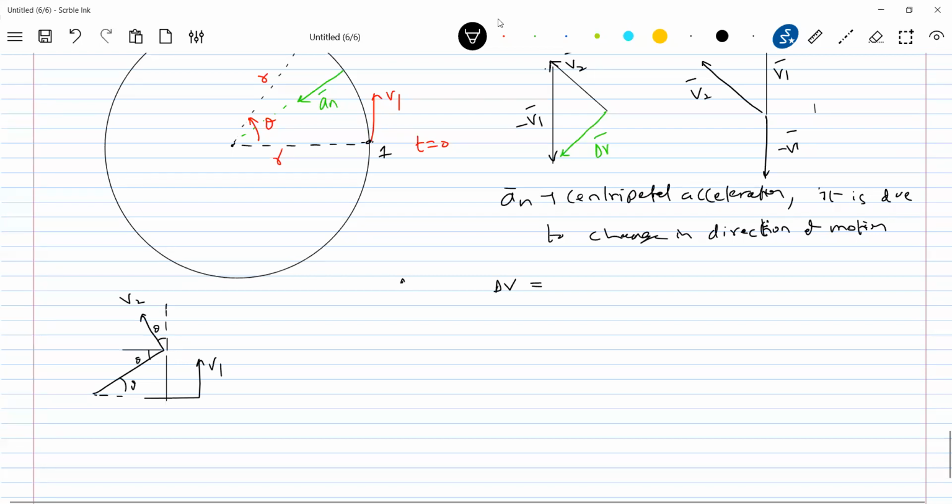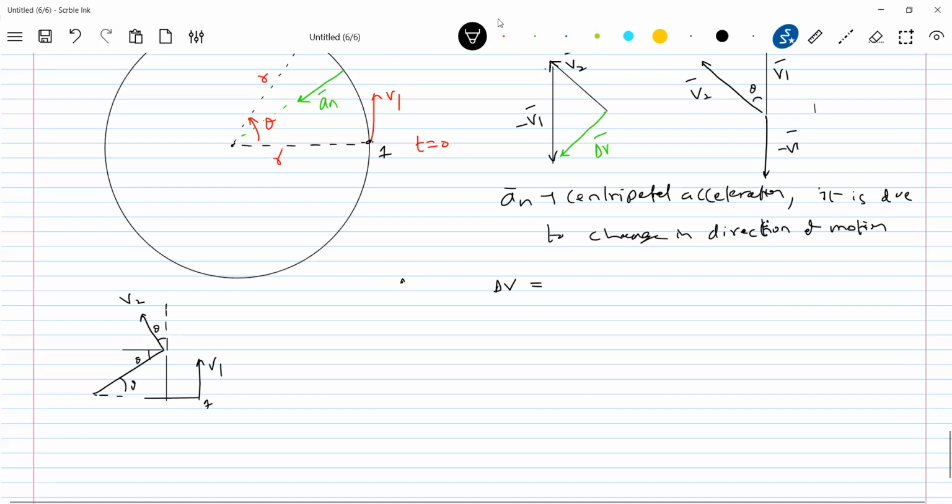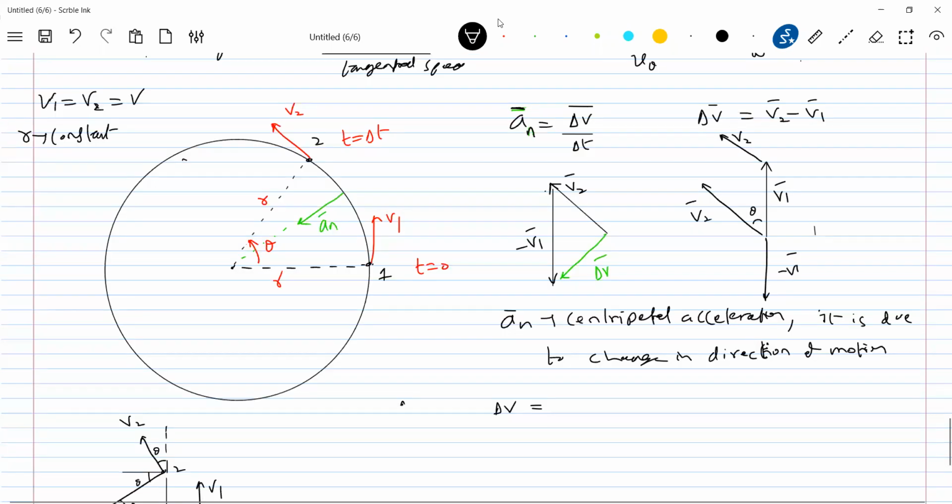Okay, got this one, no? So this is theta. Will you agree with this analysis? This should be theta, no? So from here, what happens? This I'll call theta. So what will this angle be? 180 minus theta. So what is the angle between V2 bar and minus V1 bar? 180 minus theta.